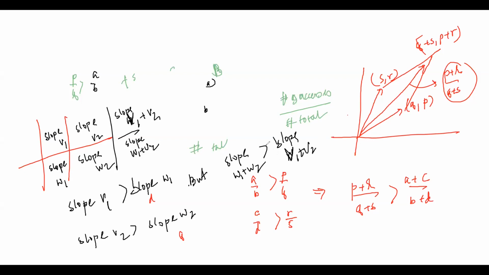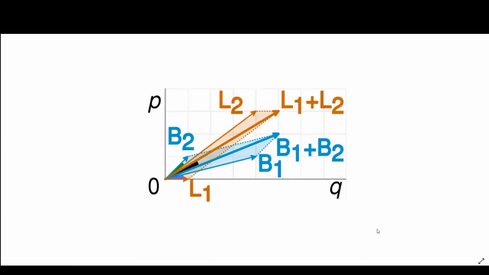Okay, the slope of v1 is greater than the slope of w1, that is, this is greater than this, and the slope of v2 is greater than the slope of w2, that is, this is greater than this. But in the combined case, this w1 plus w2 is actually better than v1 plus v2. That's the idea, and I will show an example of this. Okay, let's go to the example.